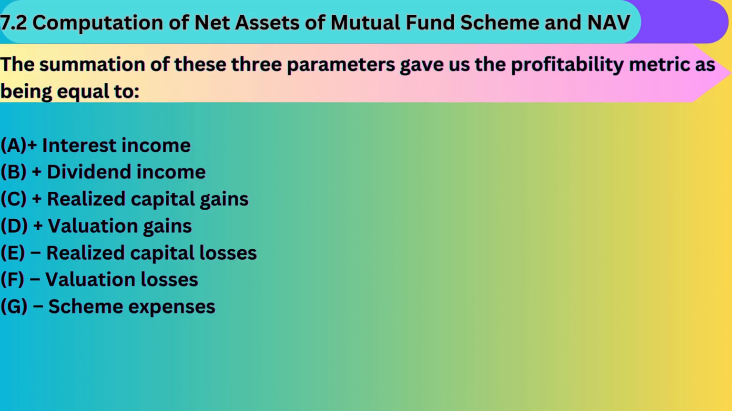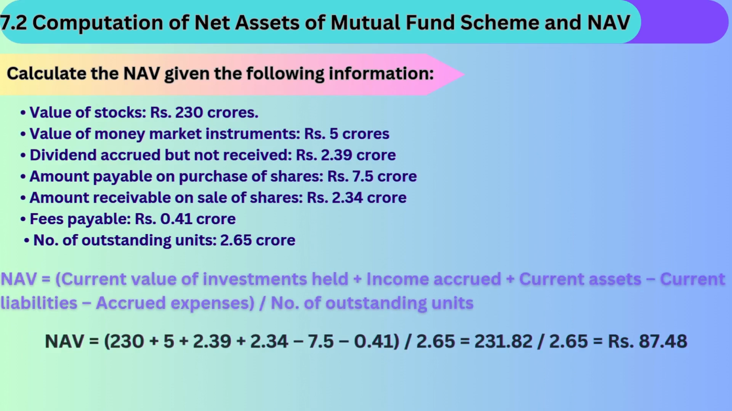We will calculate the NAV for the particular example. Value of the stocks is rupees 230 crores. Value of money market instruments is rupees 5 crores. Dividend accrued but not received is rupees 2.39 crores. Amount payable on purchase of shares is rupees 7.5 crores. Amount receivable on sale of shares is rupees 2.34 crore. Fees payable is 0.41 crore. Number of outstanding units is 2.65 crore.